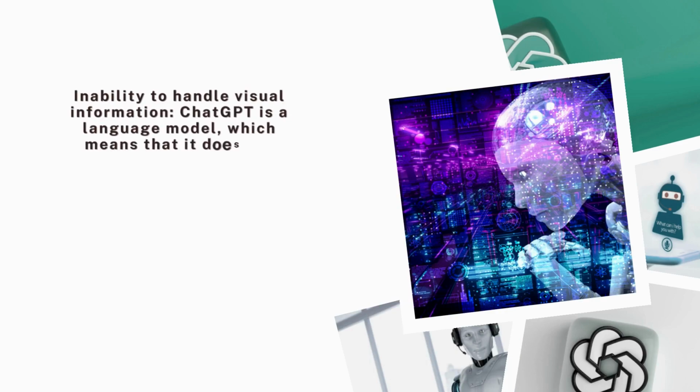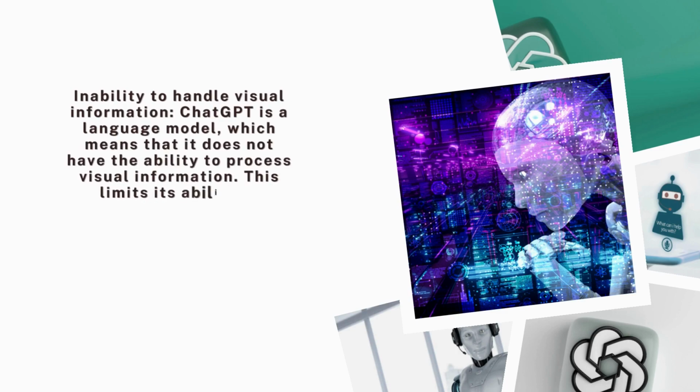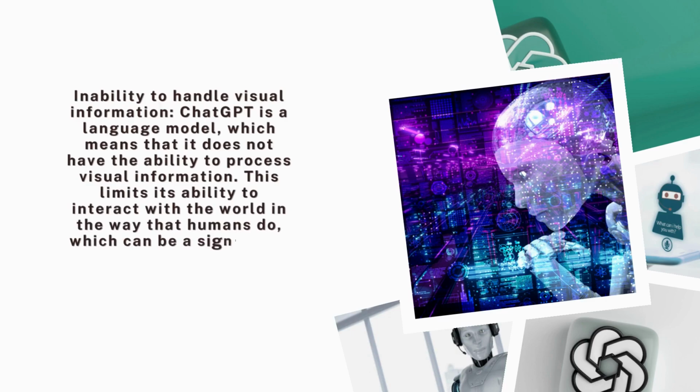Inability to handle visual information. ChatGPT is a language model, which means that it does not have the ability to process visual information. This limits its ability to interact with the world in the way that humans do, which can be a significant limitation in certain applications.